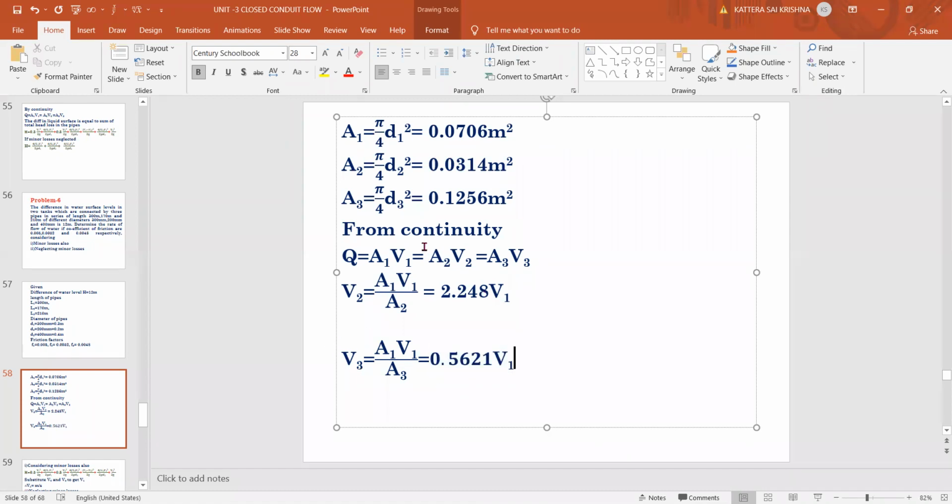So now I got V1, but in section 1, it is V1 only velocity. In section 2, it is 2.248 V1. In section 3, the third pipe, we have velocity 0.5621 V1. So we got all the terms in V1. Right? Please copy this.